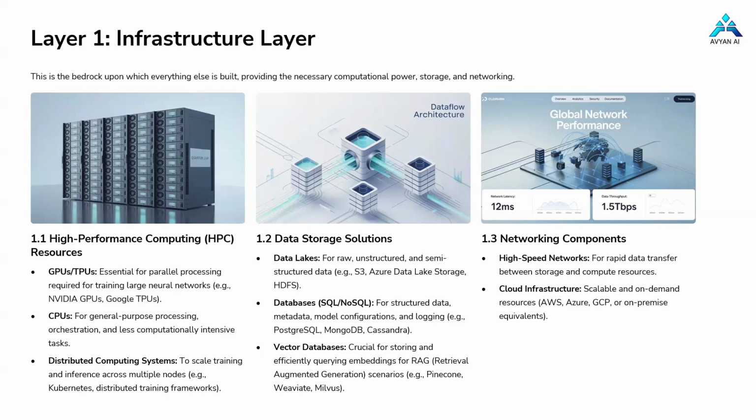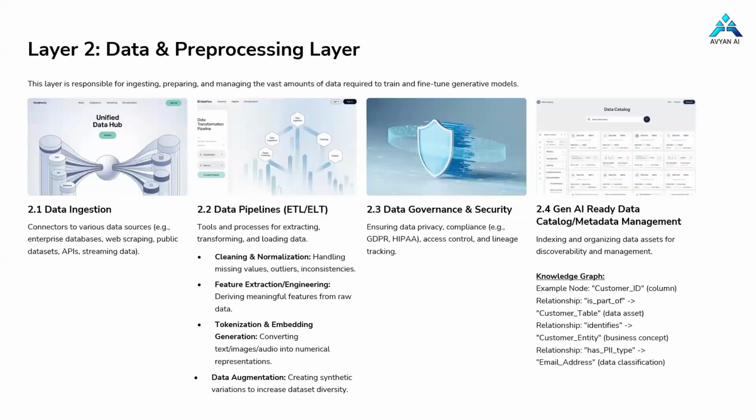Of course, the networking components, so that each and every layer can communicate with one another. High-speed networks are required. With cloud infrastructure, if you are using any of the cloud providers, that is anyway taken care of, AWS, Azure, GCP being the prominent ones. So this is the basic infrastructure layer. That is kind of the bread and butter.